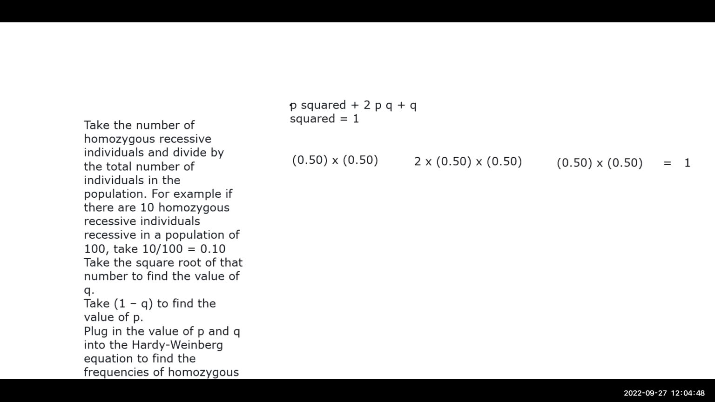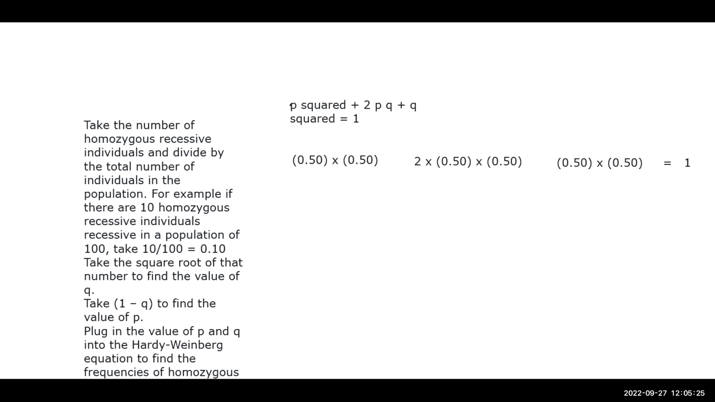All right, so there we have it all set up. The first half of our equation is right here. 0.50 times 0.50, that's p squared, which will represent the homozygous dominant genotype. The middle part of the equation, 2 multiplied by the value of p multiplied by the value of q, will give us the frequency of the heterozygous genotype. And then the last part, 0.50 multiplied by 0.50, that's the q squared portion, which will give us the frequency of the homozygous recessive genotype.